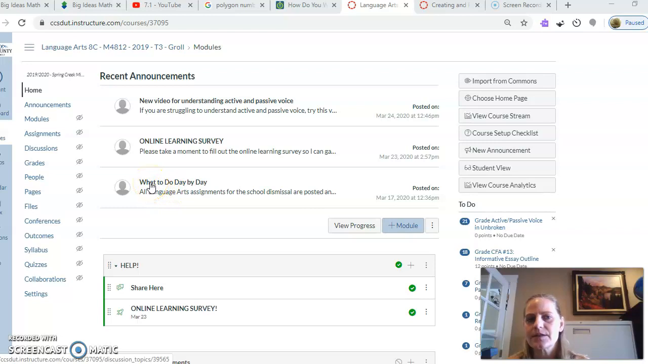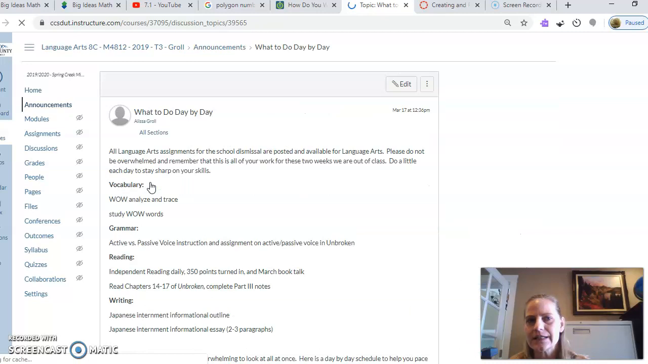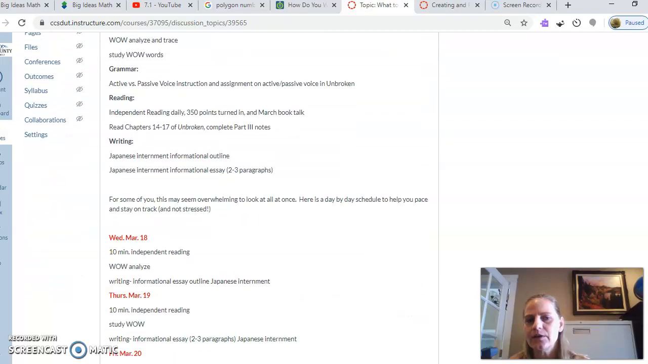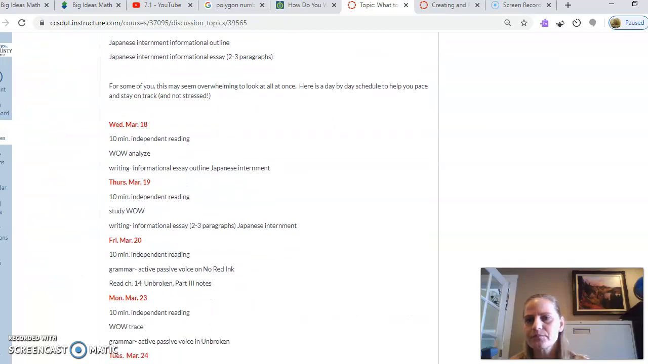The one to pay attention to that I've had for this first module is your what to do day by day schedule. So this goes through all of the assignments in total and then breaks it down day by day what you should be turning in.